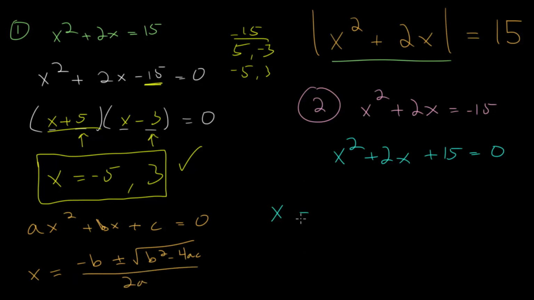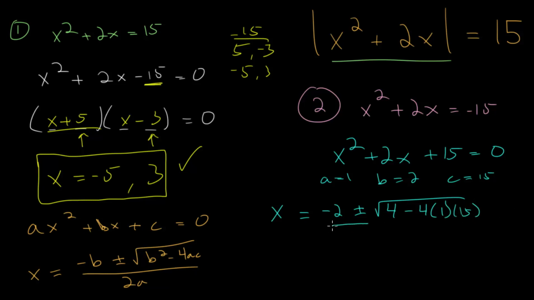So in our case, we know that a is 1, b is 2, and c is 15. So we get the opposite of b, which is -2, plus or minus the square root of b squared, which is 4, minus 4 times a, which is 1, times c, which is 15. So we have 4 minus 60 in there, which is -56. And we're dividing everything by twice a, so this will just be 2. So you get -2 plus or minus the square root of -56 over 2.